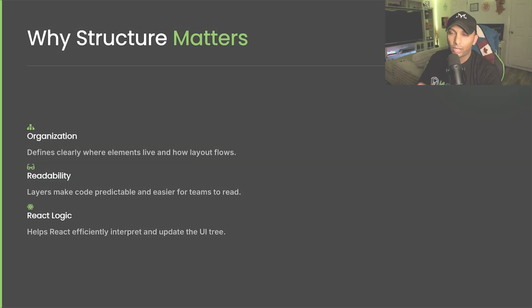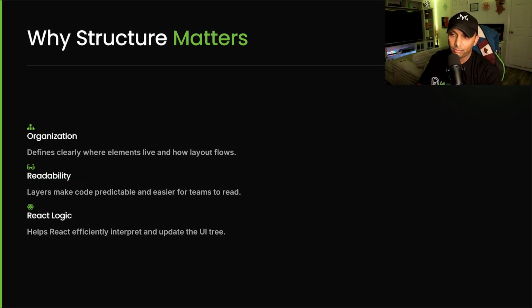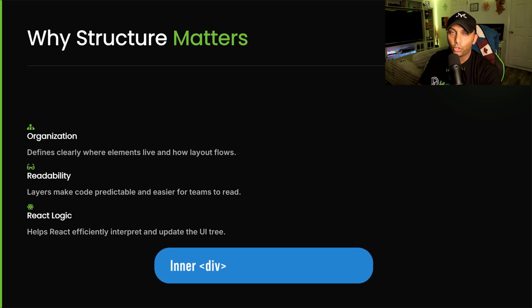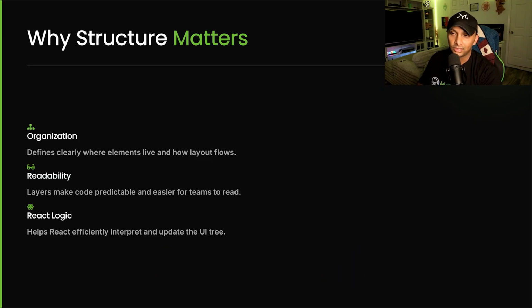All right, so before we wrap up, let's talk about why structure really matters, right? So first, it's going to be organization. So when everything lives inside a clear parent container, it becomes obvious where new content should go. You're no longer guessing where to add a card or a button because the structure already guides you. Second is going to be readability. So layers make code predictable. So a new developer on your team can see it. You can see the parent at the top. You can see the children inside and the nested sections and immediately understand the layout without reading documentation.